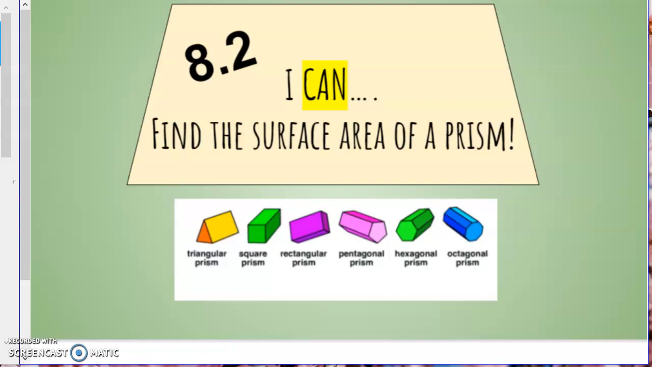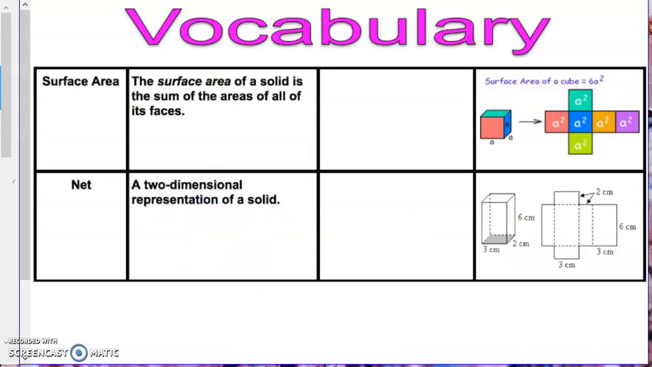The target we are working on is I can find the surface area of a prism. And the two prisms we're going to be focusing on today are going to be a triangular prism and a rectangular prism, which is very similar to a square prism, but we'll just focus on the rectangular prism and the triangular prism. First up, a couple vocabulary words.